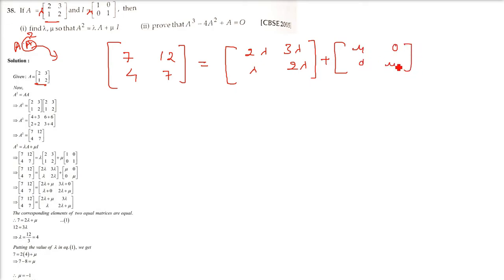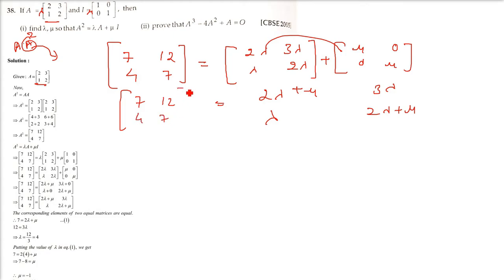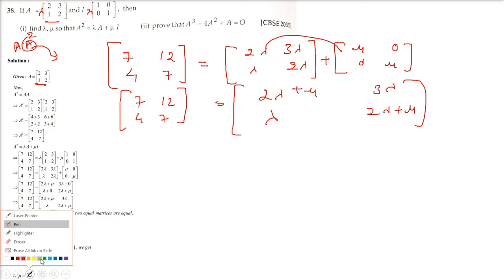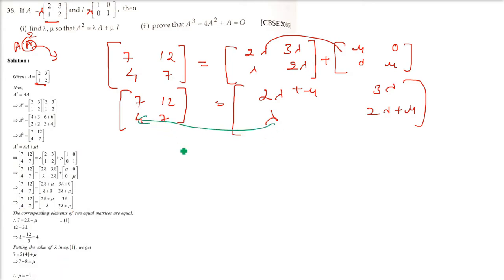Okay. So let us add: 2 lambda plus mu. 3 lambda plus 0 is 3 lambda. Lambda plus 0 is lambda. 2 lambda plus mu is 2 lambda plus mu. So on the left hand side you have 7, 12, 4 and 7. On the right hand side you have this one. So lambda you don't have to worry about because lambda is directly visible. This is already equal to 4. Lambda is already 4. Okay.